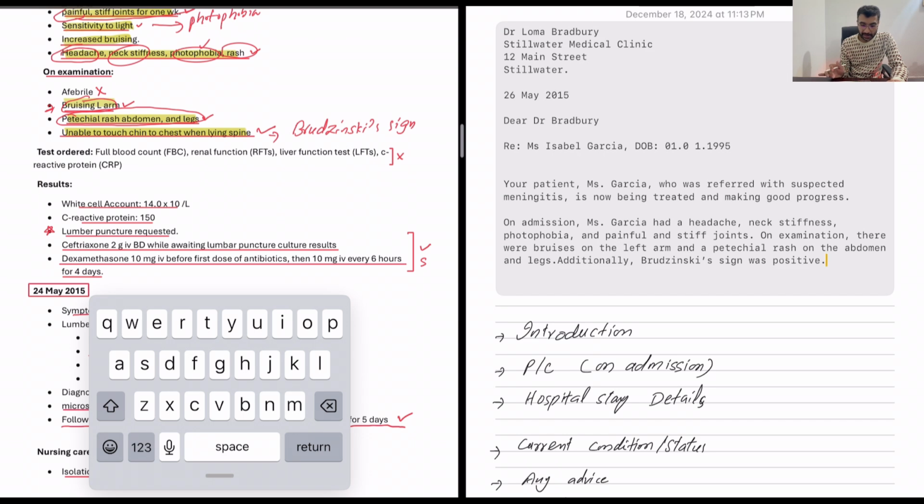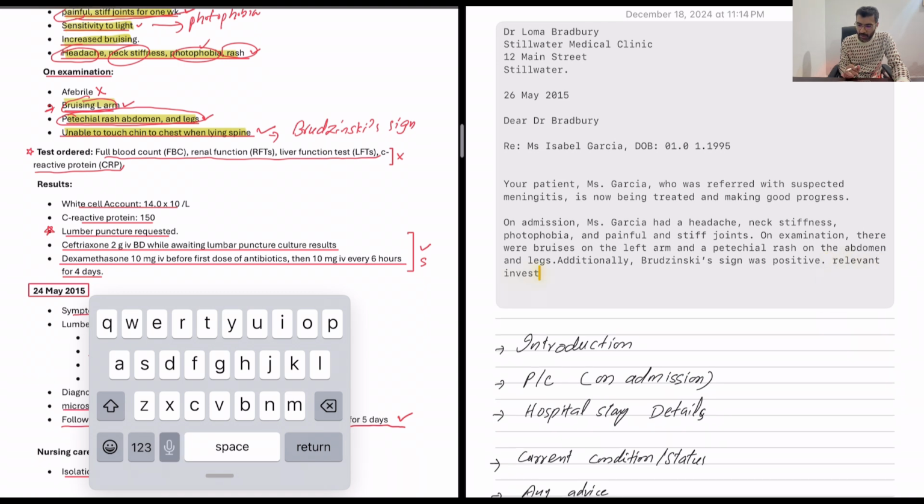So the next thing is tests ordered. It's a very big list: full blood count, renal function tests, liver function tests, CRP. We don't need to write all of them. You can simply write: relevant investigations were ordered.